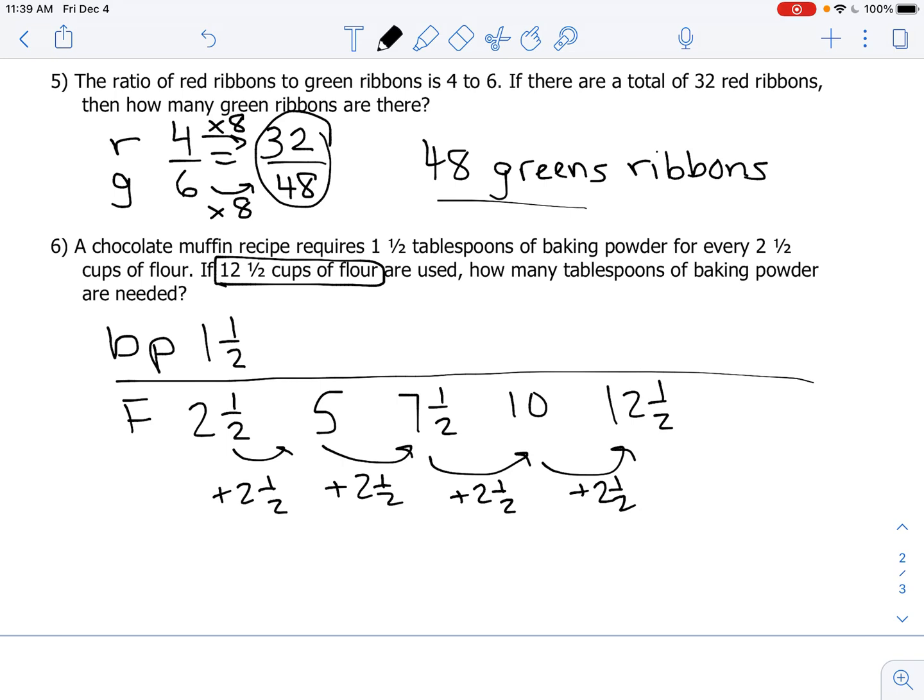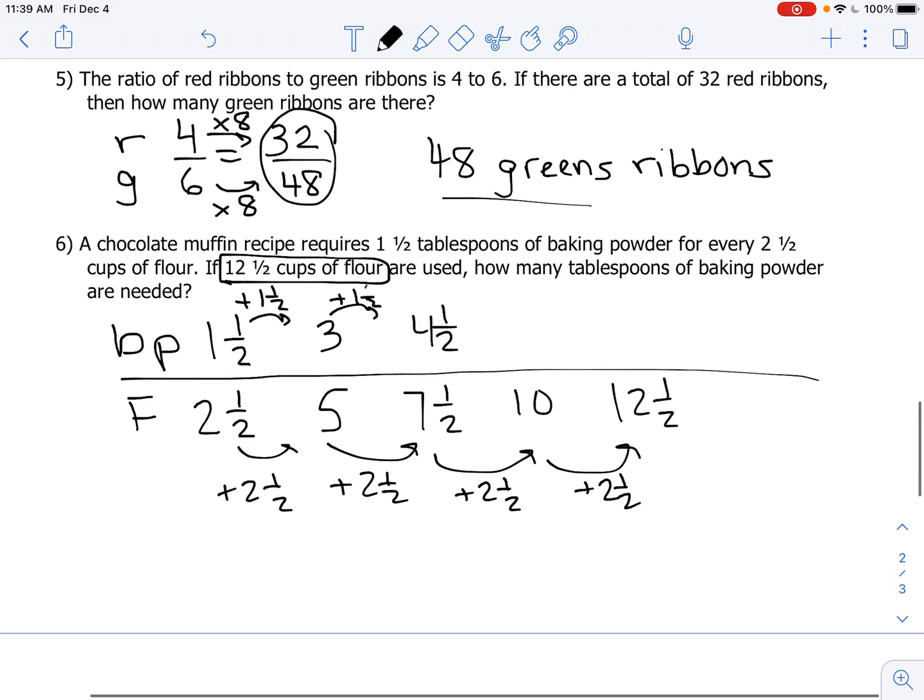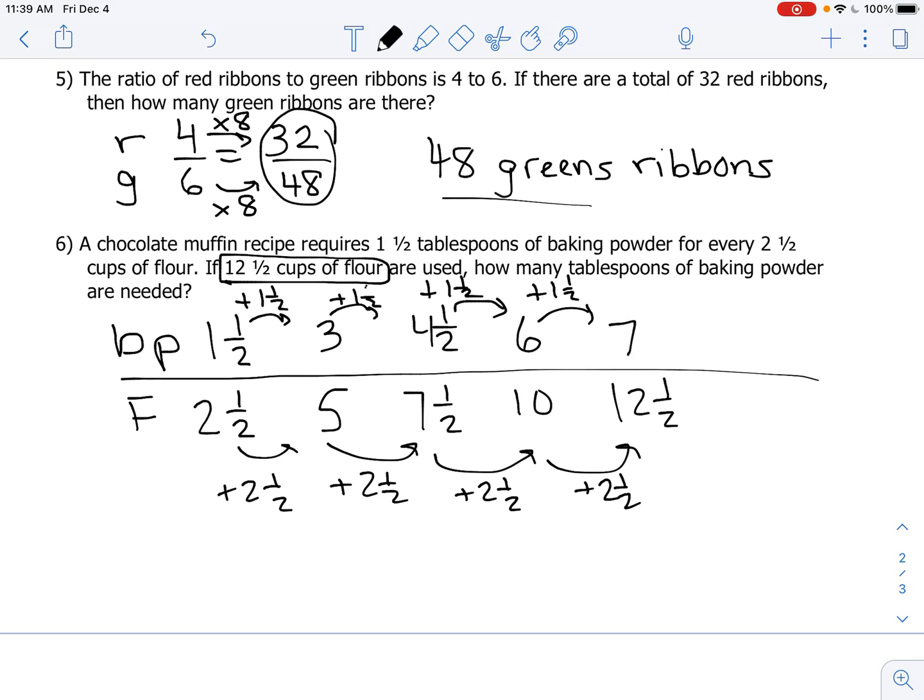And now we're going to do the same thing for our baking powder. I'm going to add 1½ every time, skip count. So our next entry is 3. And then if we add another 1½, that would be 4½. If I add another 1½ here, that would be 6. And again, I'm going to add another 1½ here to make 7½. So that means we're using 7½ tablespoons of baking powder for the recipe.